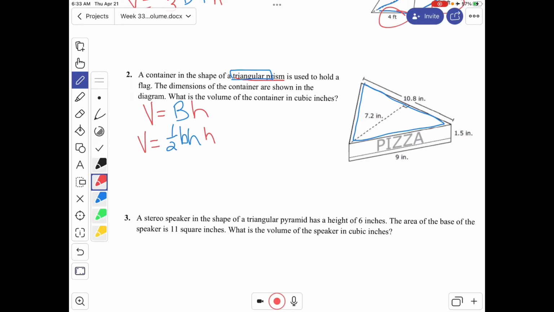So again, the blue letters will be the numbers from the base shape. And the height of the prism will be the distance between the two bases.